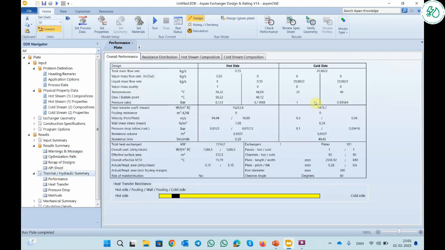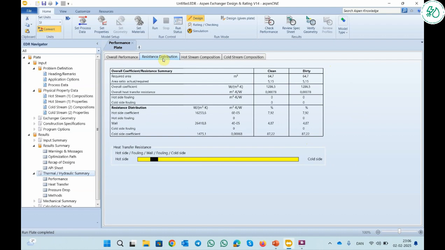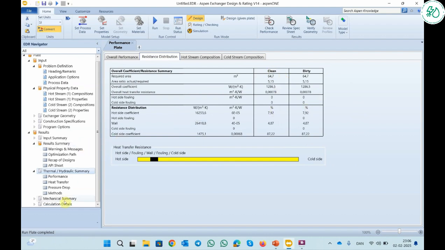We have different tabs. Two important tabs are overall performance and resistance distribution. In overall performance, you can see the different properties for the hot stream and cold stream, the mass flow rate, input temperature, outlet temperature, and other things, and also the total heat exchange between two streams. Also from the resistance distribution, the required area for the heat exchanger and also the overall coefficient for the two parts of the heat exchanger are calculated.